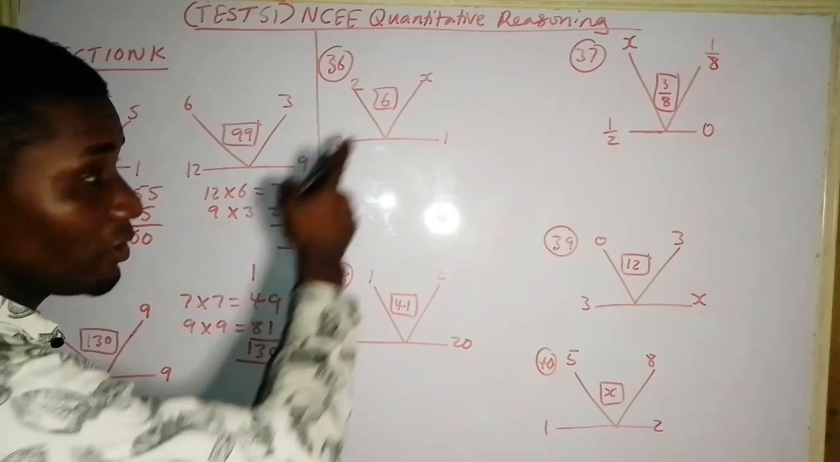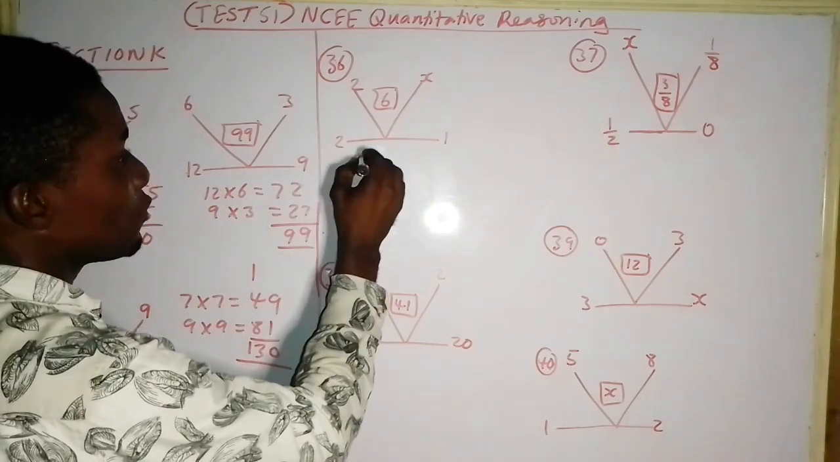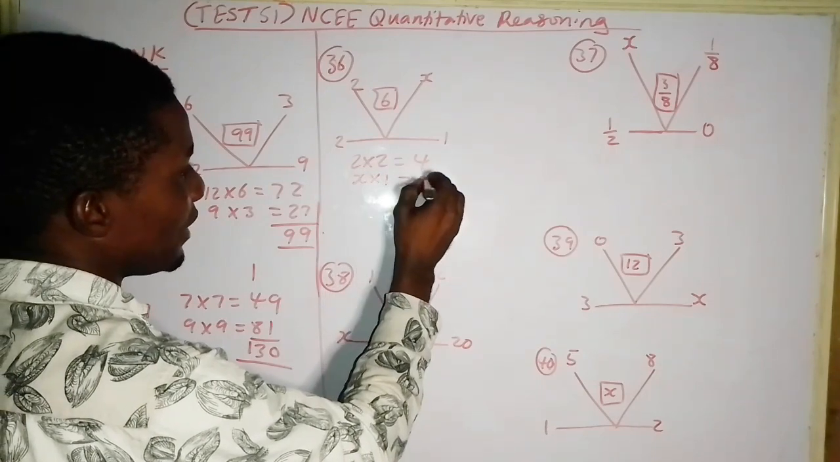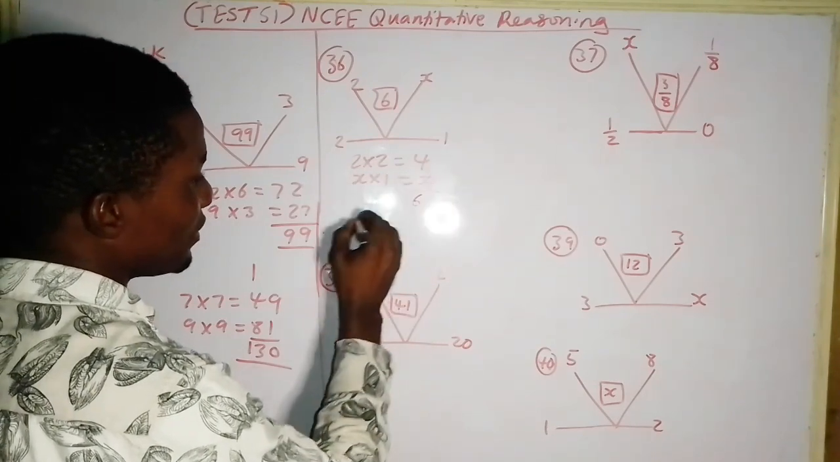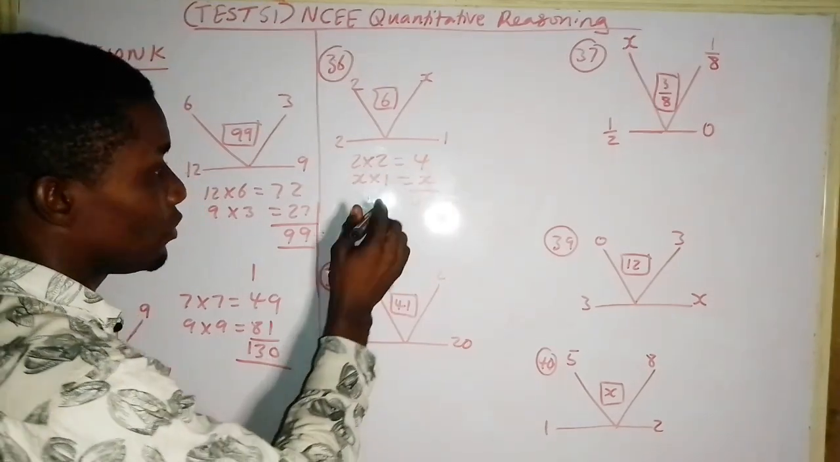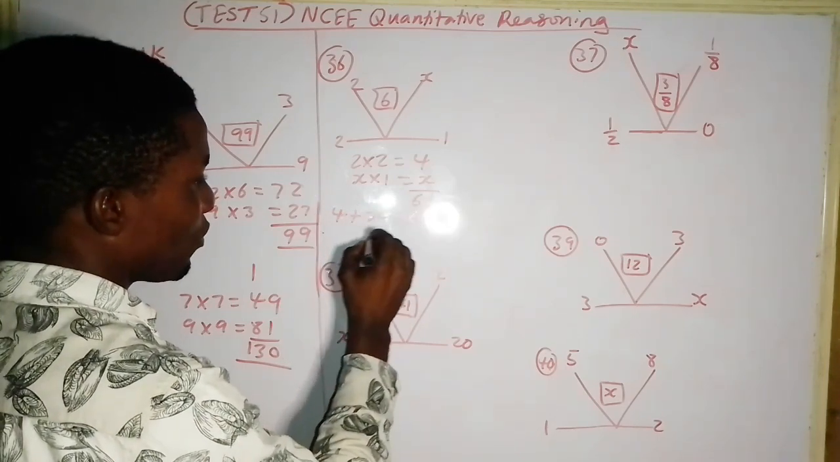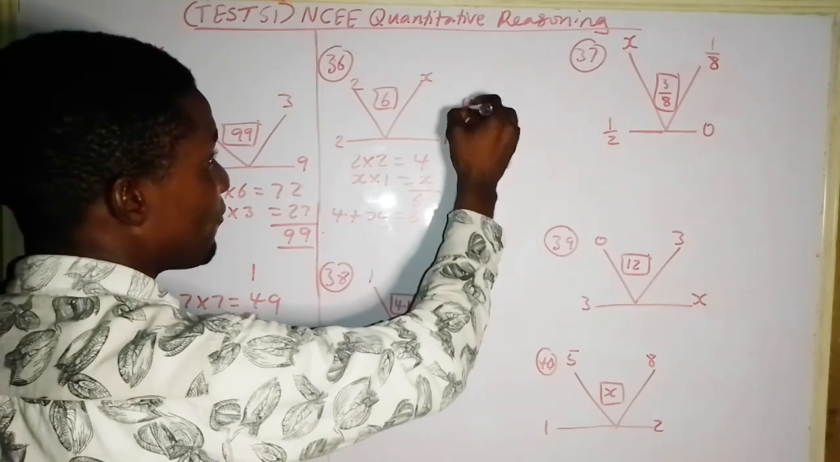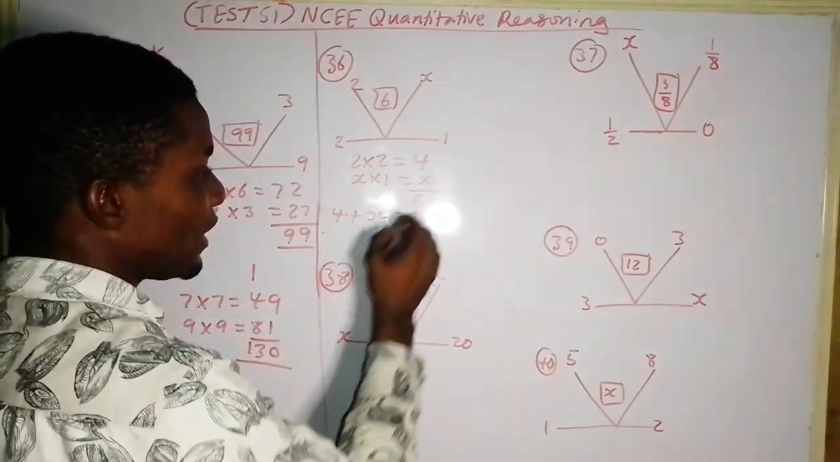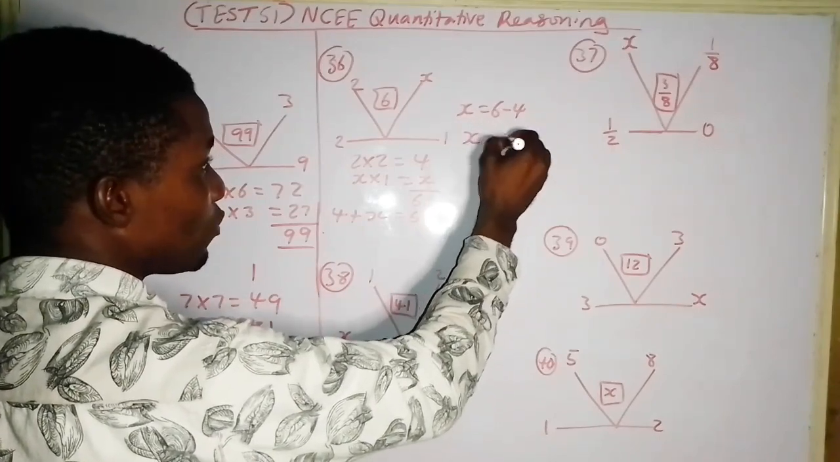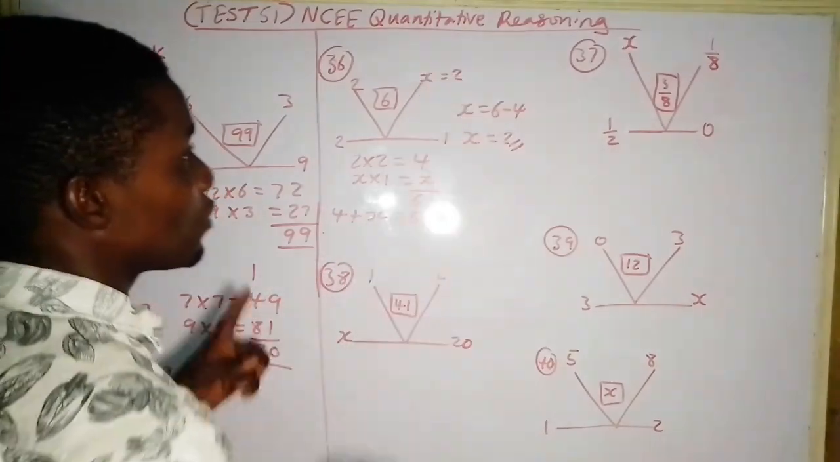Now let's use this method for this question here. We have 2 times 2, that's 4. And x times 1, that is what? x. Everything equals what? 6. So let's turn this to a simple equation. So we're going to have 4 plus x equals what? 6. When you collect the like terms, you're going to have x equals 6 minus 4. And x will be equal to what? To 2. So your missing number here is 2.